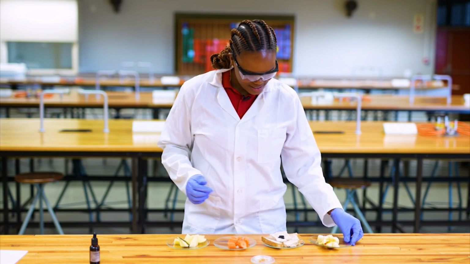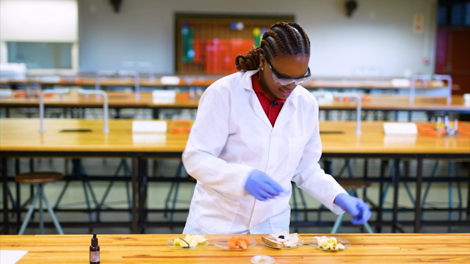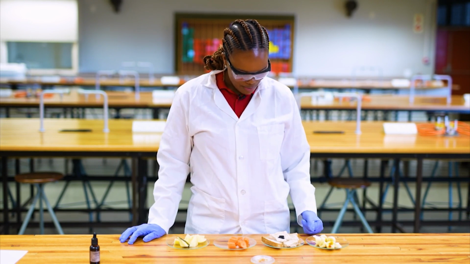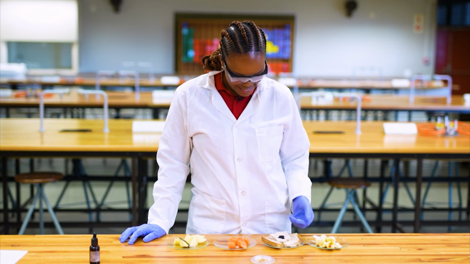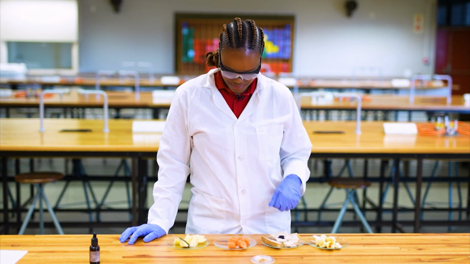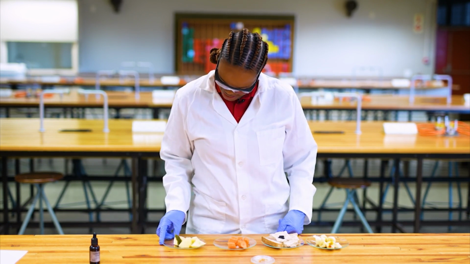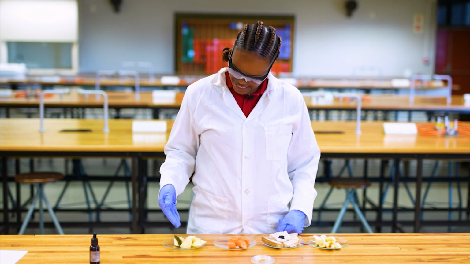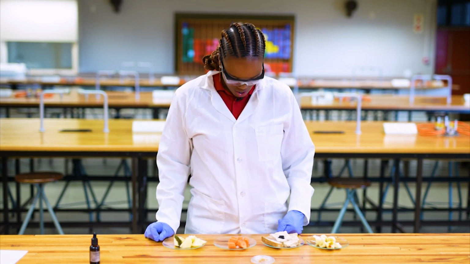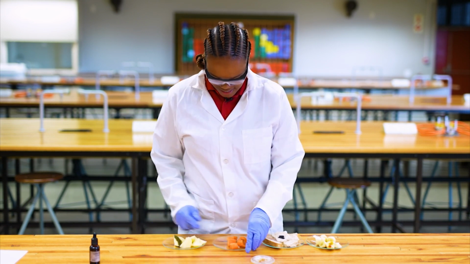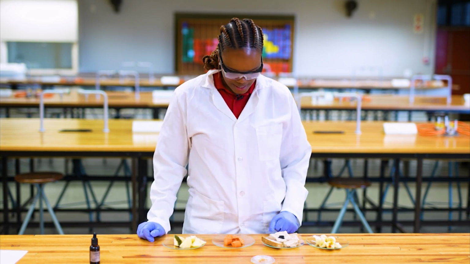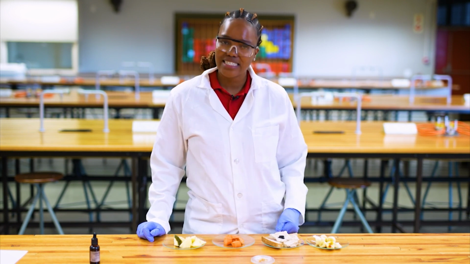So we can wait a few minutes to see if there will be any color change. Already we can see that the color of iodine on the bread has turned blue-black, meaning that the bread has starch. Even with the potato already, the color of iodine on the potato has turned blue-black. So a potato has starch. With the carrots, the color of iodine has not changed. It's the same as this one. So this tells us that a carrot does not have starch.